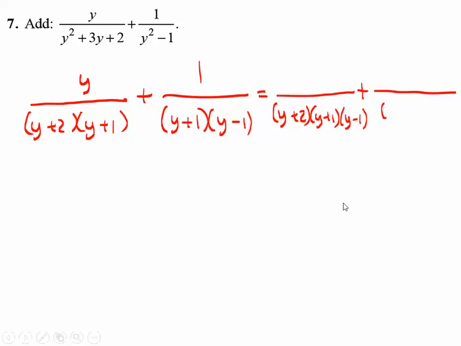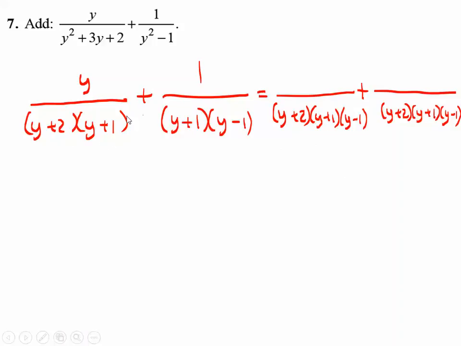Alright, and if it's a common denominator, it better be in both denominators here. So y plus 2, y plus 1, y minus 1. Okay, again, so many steps here. So now let's go back and look at multipliers. So what do I have to multiply the first fraction by to get my common denominator? Y minus 1, right? Because I have the y plus 2, I have the y plus 1, but I'm missing here the y minus 1.